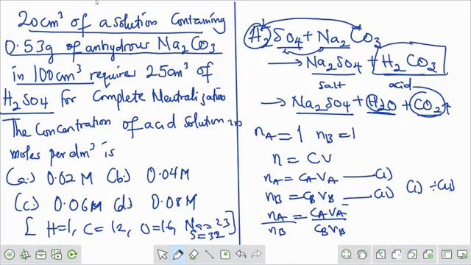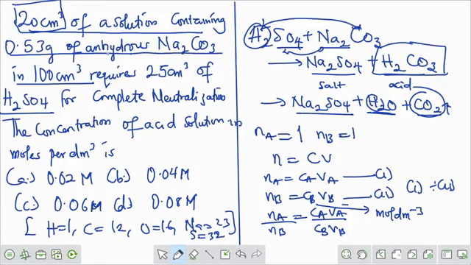Now, this 20 cm cube they wrote in the front represents the volume of the base. This Va represents the volume of acid. This Vb is the volume of base. This Cb is the concentration of base. Ca is the concentration of acid. Na is the number of moles of acid. Nb is the number of moles of base. Now we have known our Na, we have known our Nb. We are now looking for the concentration of B, and this concentration of B should be in mole per dm cube.